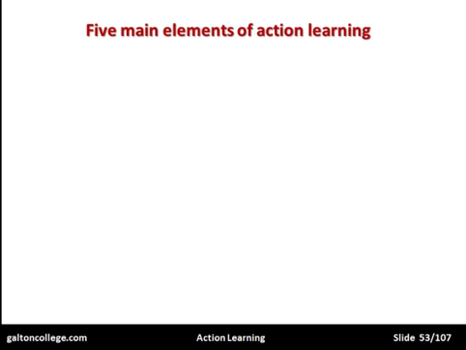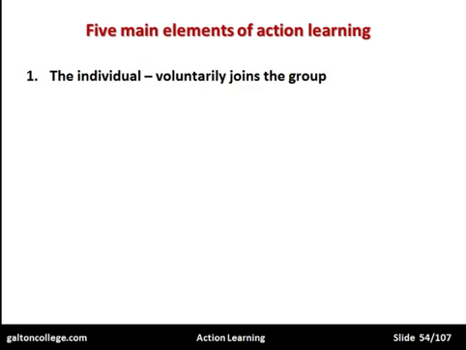Now, the five main elements of action learning. Well, the individual voluntarily joins the group. If it's voluntarily, it's much better. If they're forced into a group, there's not so much learning. They're reluctant, they're resistant. Voluntary membership is much more enthusiastic.